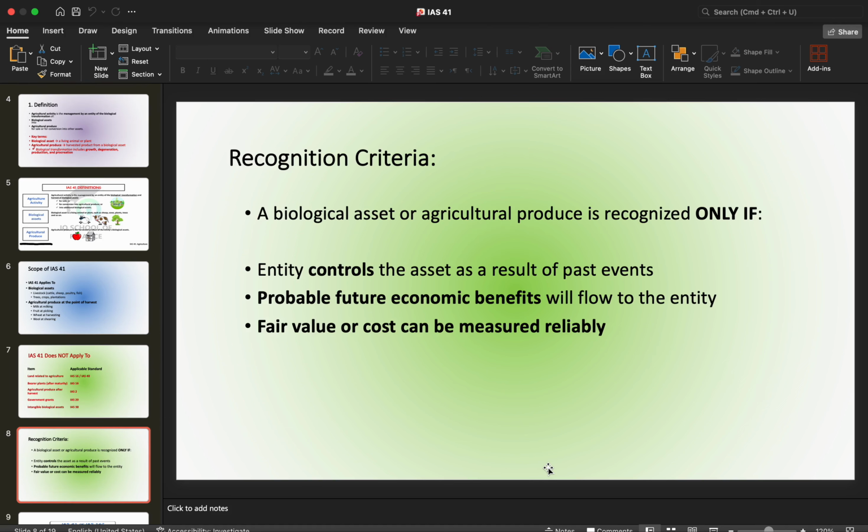Its recognition criteria. A biological asset or agricultural produce is recognized only if the entity controls the asset as a result of past events, probable future economic benefits will flow to the entity, and fair value or cost can be measured reliably.